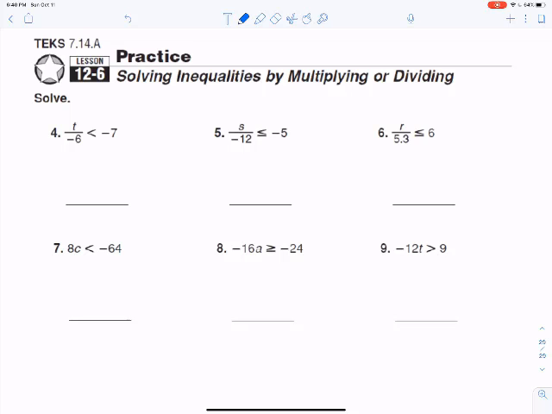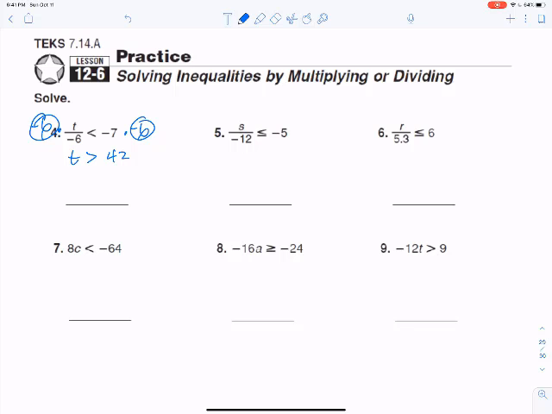So if we look at this first one right here, it's t divided by negative 6 is less than negative 7. So to get rid of the divide by negative 6, I'm going to multiply by negative 6 and multiply by negative 6. So I end up with t, and then negative 7 times negative 6 gives me a positive 42. But since I multiplied through by a negative number, my inequality is going to flip. So we end up with t is greater than 42. And then you'll solve the rest of them the same way.